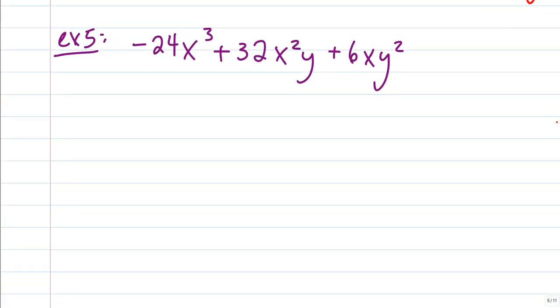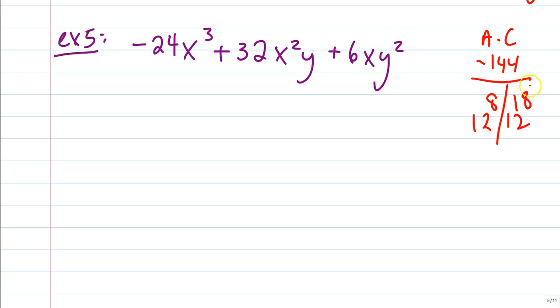One more. What's our AC? I will have some people do 24 times 6. And I believe that is 144. And I want to make a 32. 1, 2, 3. Let's kick it up a notch. How about 12 and 12? Yeah, but that's not a 32. So 8 and 18. At this point I'm kind of guessing and checking. That's not a 32.